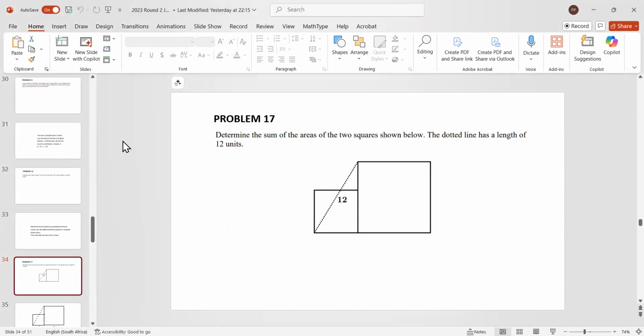So what have we got here? We determine the sum of the areas of the two squares shown below. The dotted line has length 12 units. All right. Now these are squares. So how do you find the area of a square? Well, you have to know the side A and the side of the other square. So we need to work out A squared. That's the area of the small square.